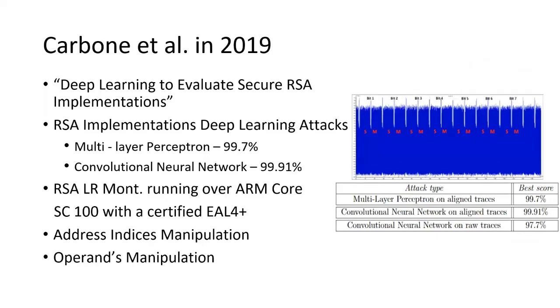In 2019, this paper presents the results of several successful profiled side channel attacks against a secure implementation of the RSA algorithm. The implementation was running on an ARM Core SC100 equipped with a certified EAL4 arithmetic coprocessor. This paper shows the high potential of deep learning attacks against secure implementations of RSA and raises the need for dedicated countermeasures. The first one focuses on the address indices manipulation, while the second one focuses on the operands manipulation. In both cases, the challenging point is to be able to successfully apply the attack to recover almost all the secret exponent bits by exploiting a single leakage trace after profiling. Gil will take it from here.